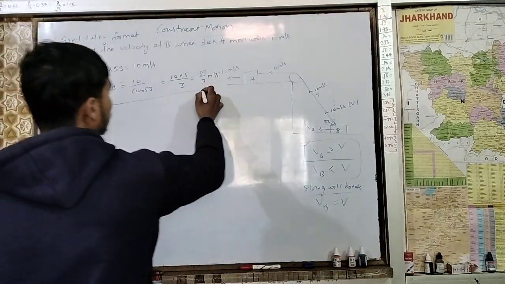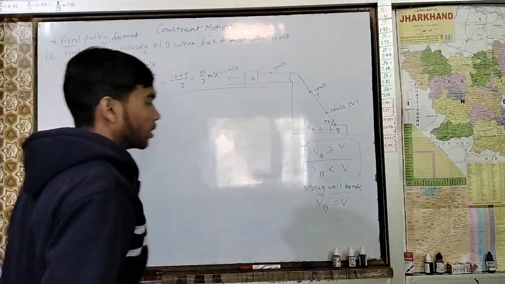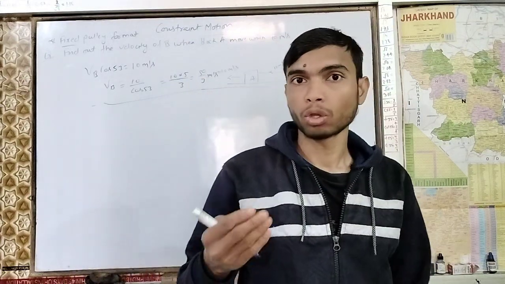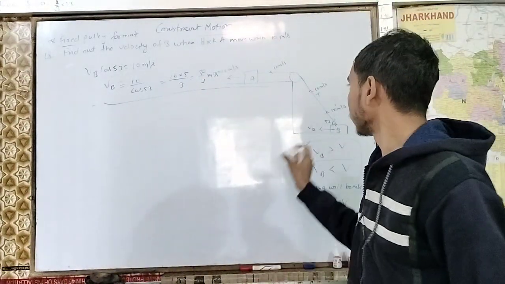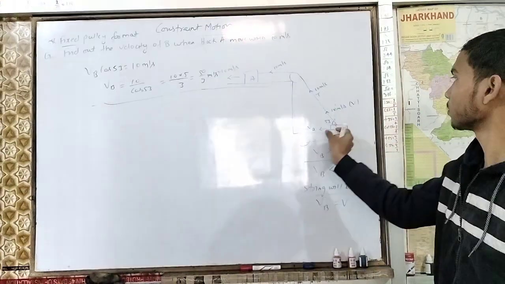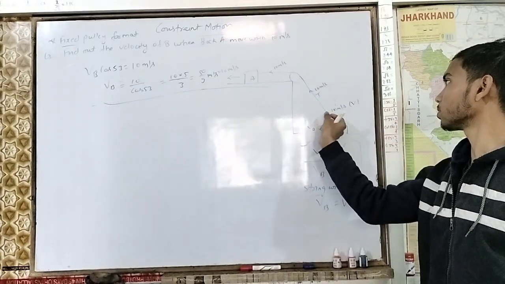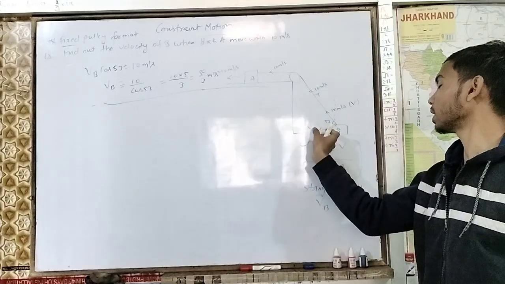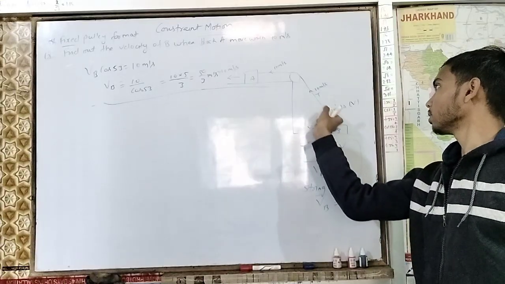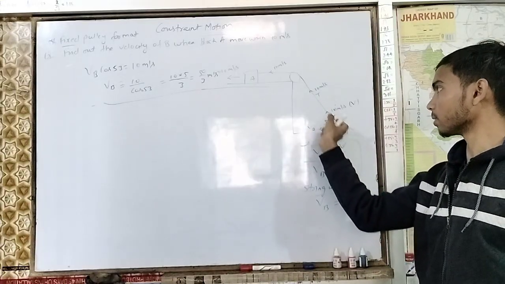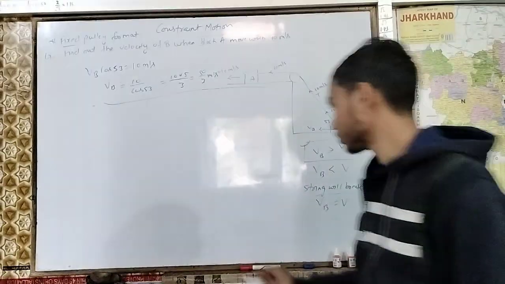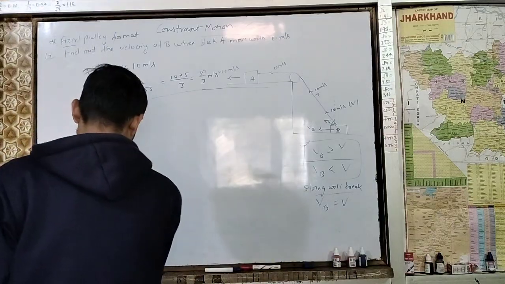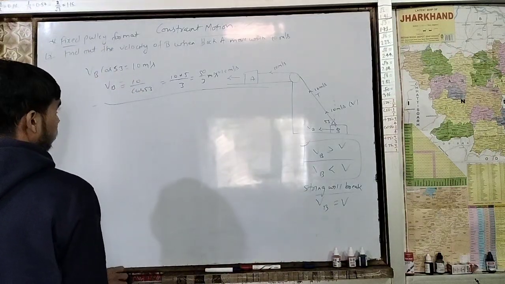In this question, you just have to remember that we will not care about relative motion. Whatever B cos theta will be, according to theta, will be equal to the velocity of the tension in the string. Now next question.